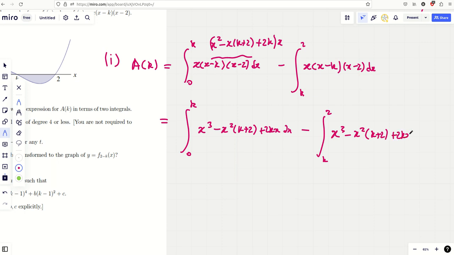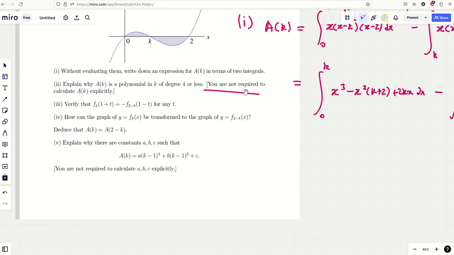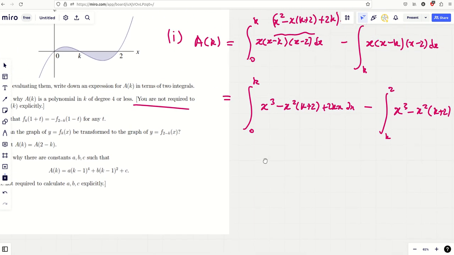The more I looked at this question, the more I thought, well, it doesn't take that long to actually do, especially if they're giving you 4 marks. I mean, if only you knew that. But it says you're not required to calculate it, which kind of puts you off doing this step, but they would have accepted it if you did. And that's often the case, actually.